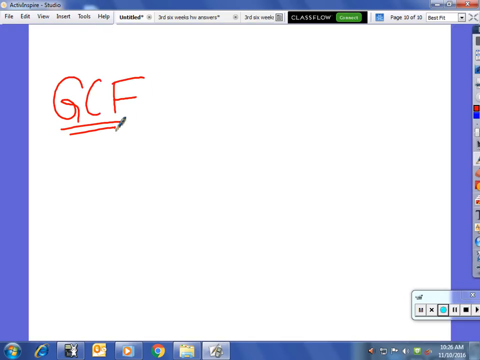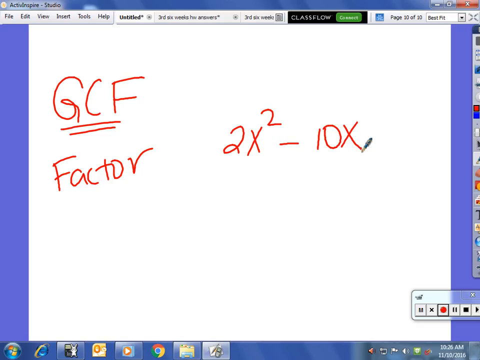Look at this problem. If you're asked to factor completely and your problem looks like this, 2x squared minus 10x, and our directions are to factor, that is a binomial. It's not normal to be asked to factor a binomial. Normally we're asked to factor trinomials. Are y'all looking up here? What's missing in this problem?